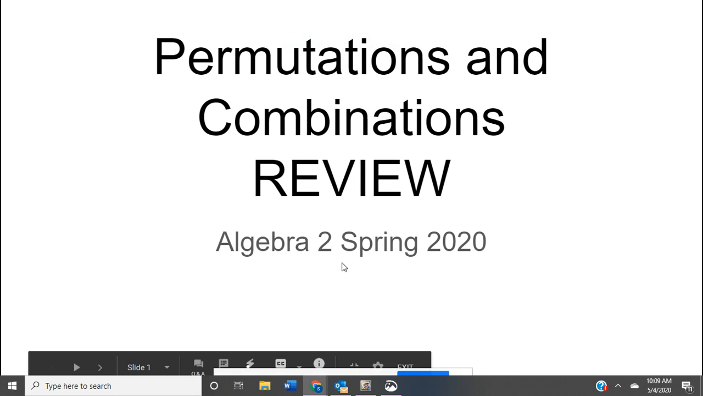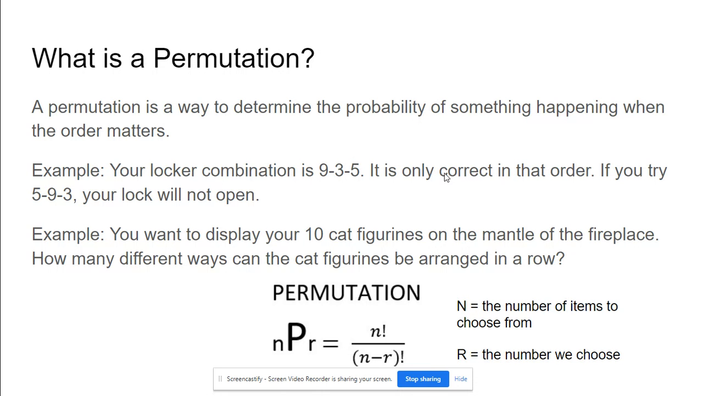Hi guys, we're going to review permutations and combinations today. So what's a permutation? It's a way to determine the probability of something happening when the order matters. Some examples are like your locker combination. It can only be in that certain order.